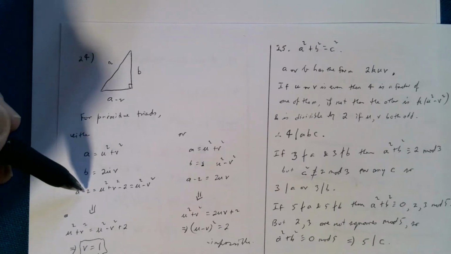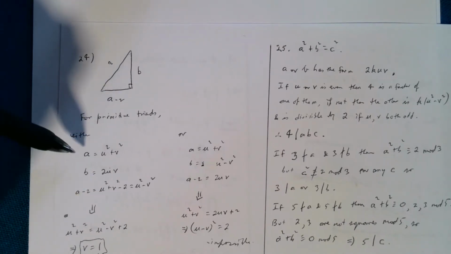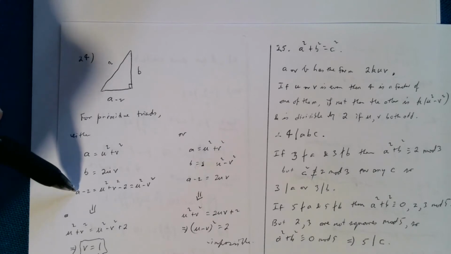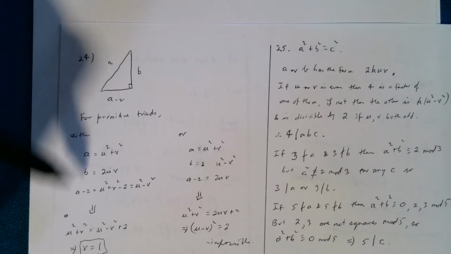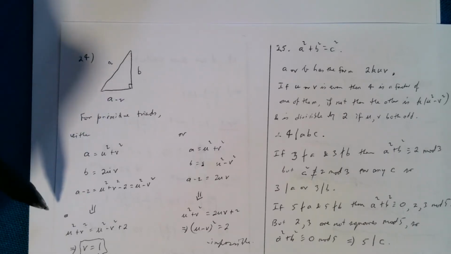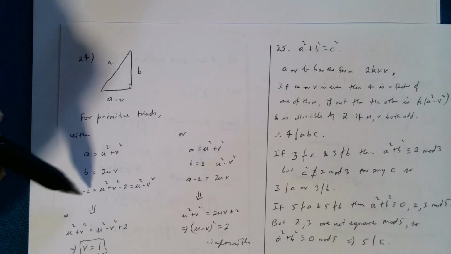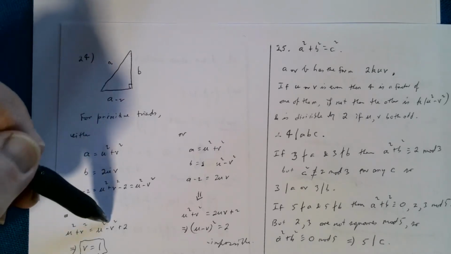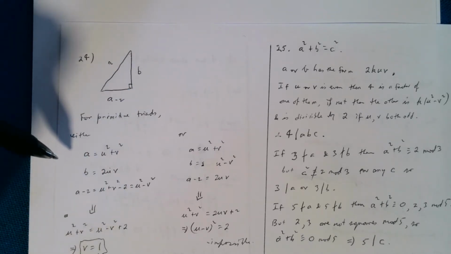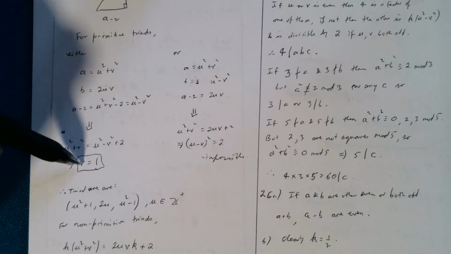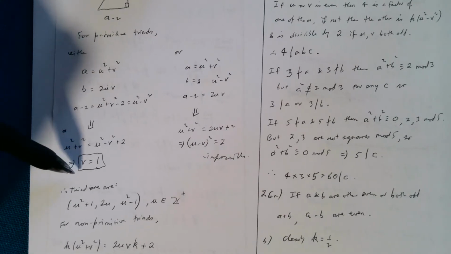But then if I combine these two together and subtract, then I simply get u squared plus v squared, which is a, and a is u squared minus v squared plus 2, and when you simplify that gives you v is 1, and that's one possibility, so we'll hang on to that one.